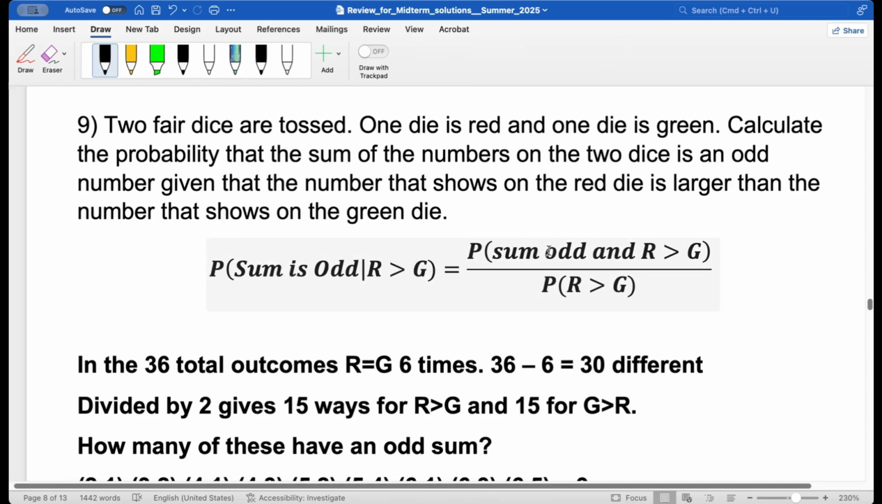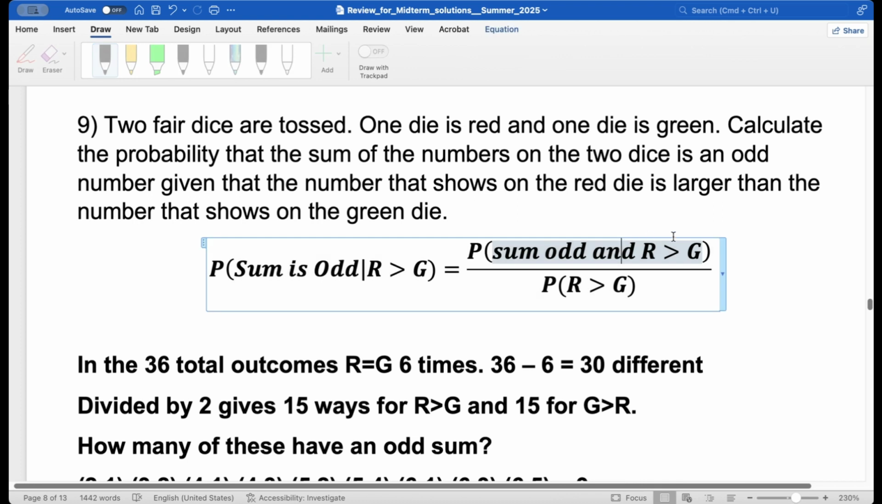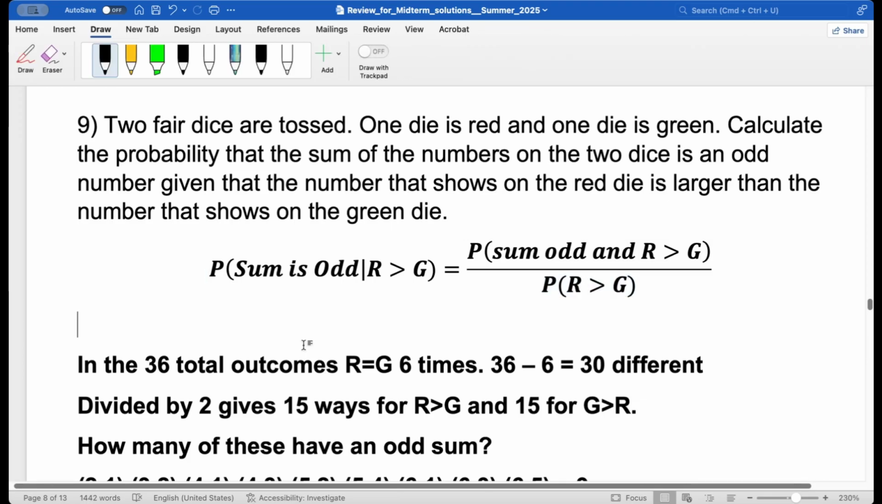So it's the probability the sum is odd and red is greater than green divided by the probability the red die is bigger than the green. There's 36 total outcomes when you roll a pair of dice. There are 6 times where the values are the same, and the remaining 30 they're different, split equally. So half the time the red is higher, half the time green is higher. So the probability that red is bigger than green is going to be 15 out of 36. So we're basically counting, of those 15 where the red is bigger than the green, how many of those have an odd sum?